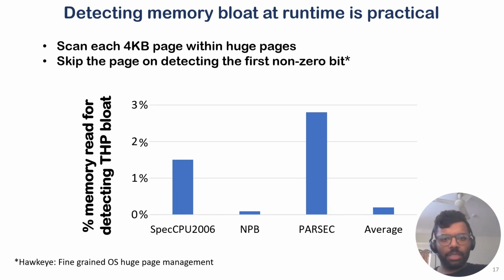EMD's fine-grained approach scans each base page within a huge page. For non-zero filled pages, we skip the base page as soon as we detect the first non-zero byte. However, for zero filled pages, we need to scan the entire base page. Therefore, the scanning overhead depends on the number of zero filled base pages within each huge page. As shown in the graph, the average overhead remains quite low, which is 0.2%.